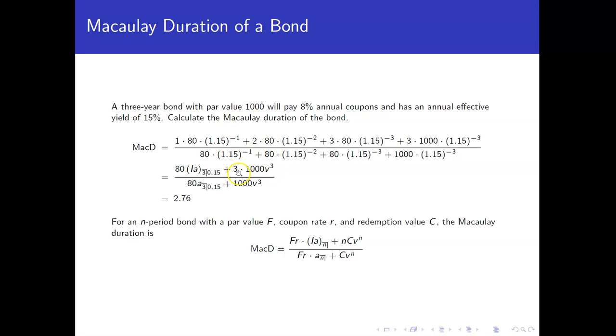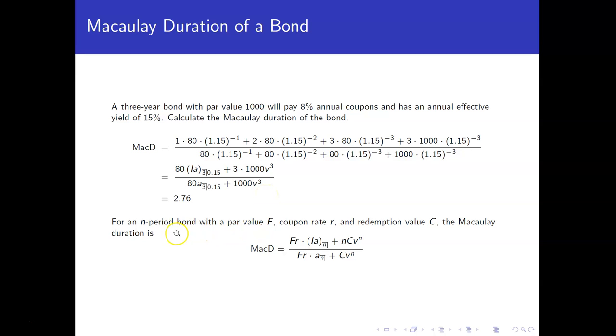Plus we have the time times the redemption value times v cubed, so this is the present value of the redemption value. And then on bottom we've got a level annuity of 80 plus the present value of the redemption value. Now if we calculate that, we'll get 2.76, but more importantly we have this formula that if we have a bond, we can calculate its Macaulay duration by using that formula.